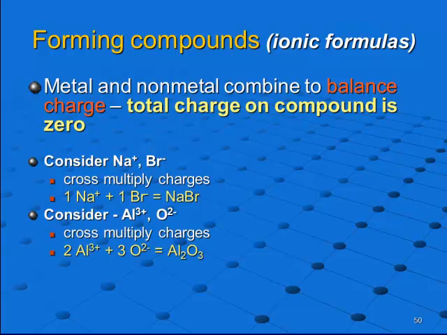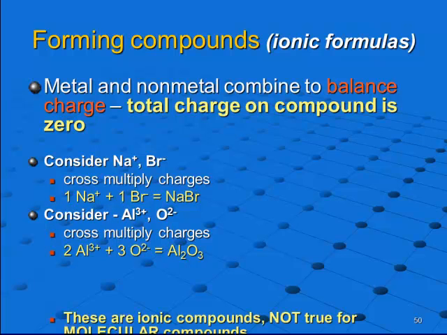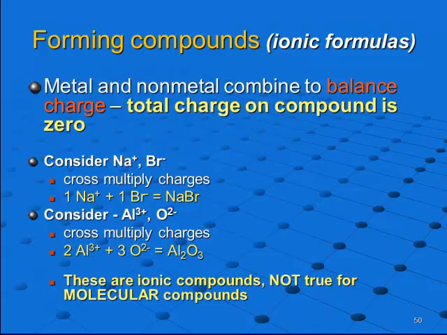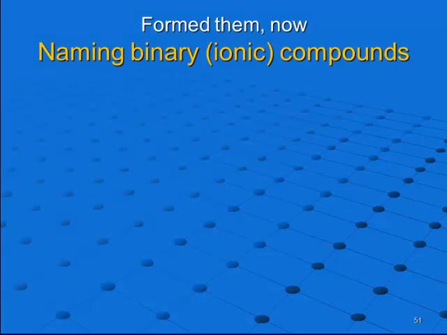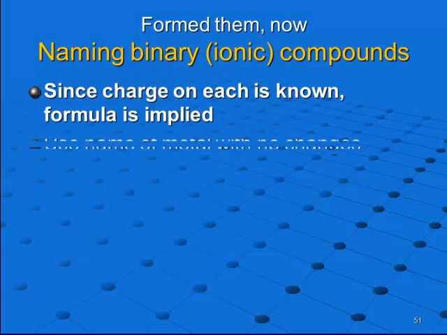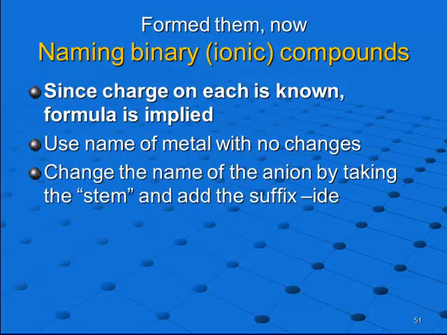We already talked about this. You know what the formula is going to be because you know the charges. So that's how you get the formulas. Now let's name them. Since the charge on each of those is known, the formula is implied, you just use the name of the metal with no changes. So I'm talking about metal with a nonmetal, and the metal is a representative. Group 1A, Group 2A, Group 3A with a nonmetal. So to name it, use the name of the metal with no change.